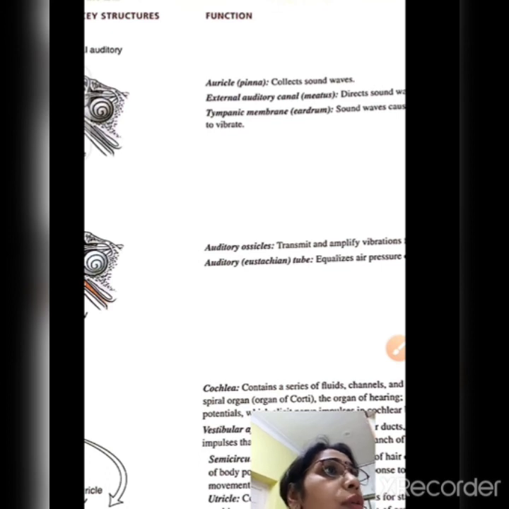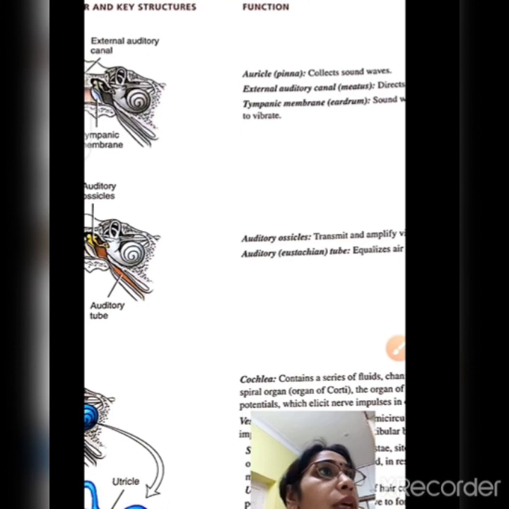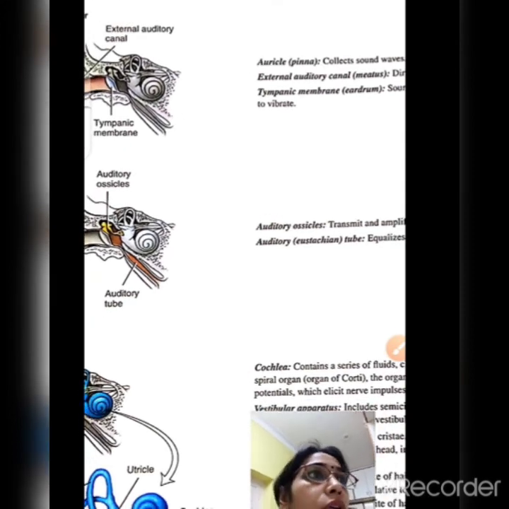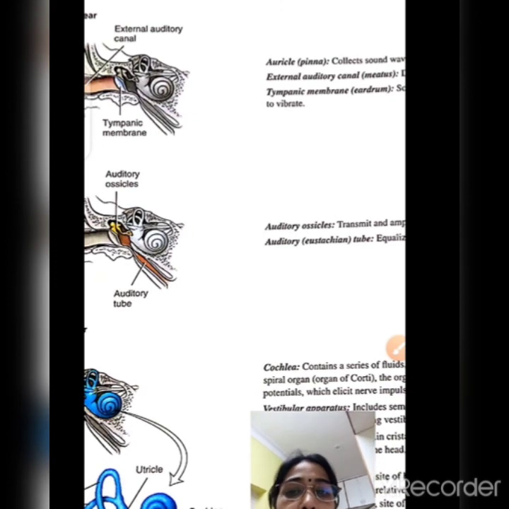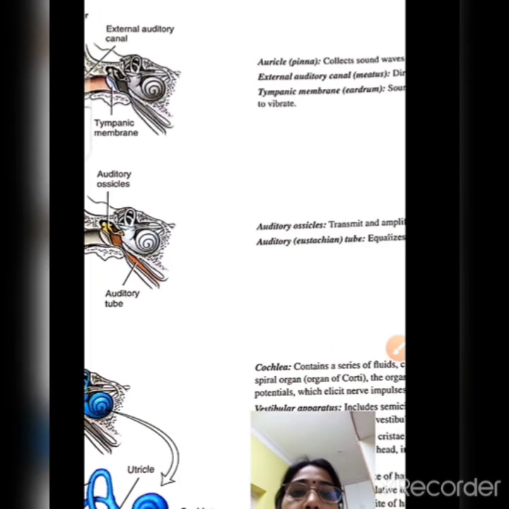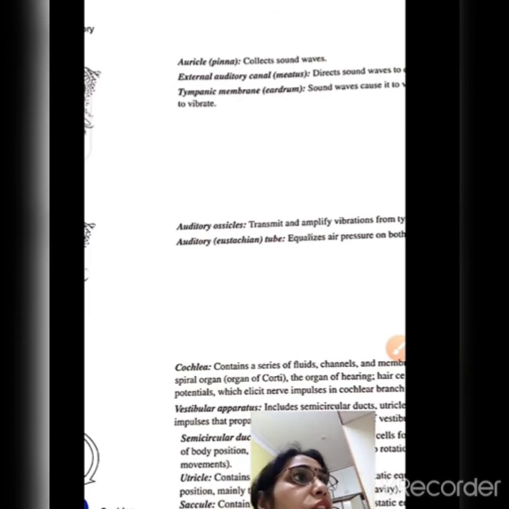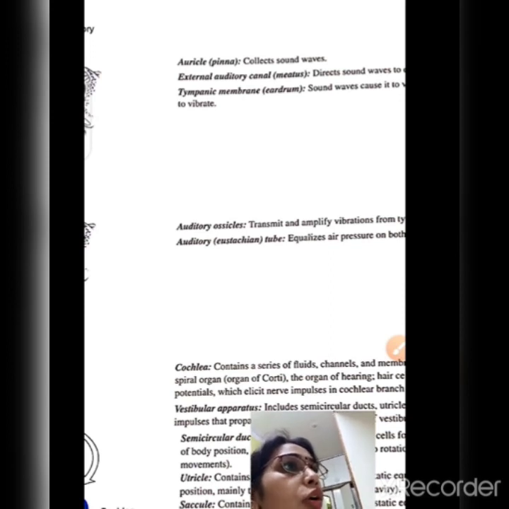The auditory or eustachian tube equalizes the air pressure on both sides of the tympanic membrane. The middle ear is formed by the auditory ossicles and the auditory or eustachian tube. See, the eustachian tube is also connected to your oral cavity. Now this is the internal ear. The internal ear contains a series of fluids, channels and membranes that transmit vibrations to the spiral organ or organ of Corti, the organ of hearing. Hair cells in the spiral organ produce receptor potentials which elicit nerve impulses in the cochlear branch of the vestibulocochlear eighth nerve.